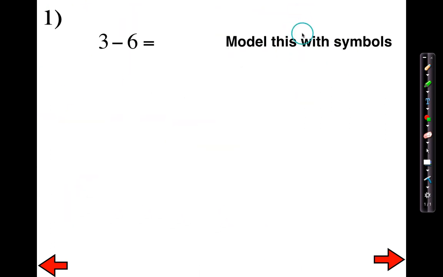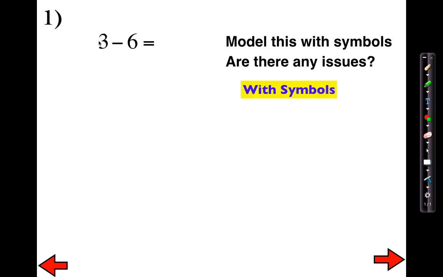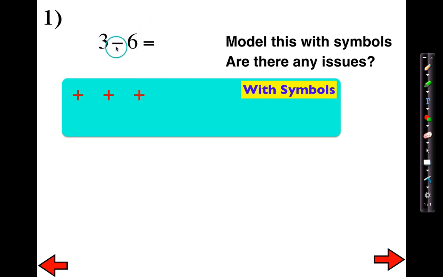Okay, so with that, let's first start with number 1. It says 3 minus 6. We are going to first utilize the symbols model. So here, this is a positive 3, so I'm going to start with 3. And then it says subtract 6. There's a problem there. Why? Because I only have 3 positives and it's wanting me to subtract 6. So what will I have to do? Well, I would need an additional 3 positives to actually take away 6: 1, 2, 3, 4, 5, 6.